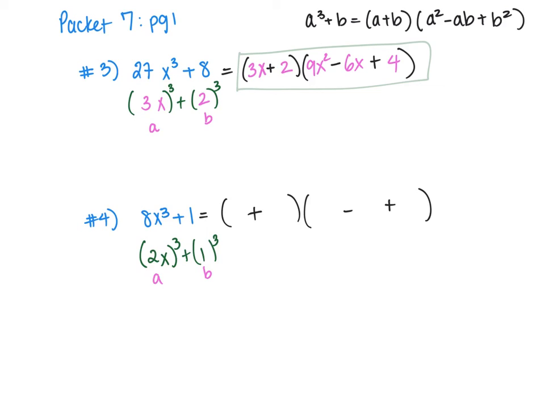So I'm going to put a 2x here, a 1 here, and then it's your a squared, so this is going to be 4x squared if I square my a. And then the middle term is a times b, so 2x times 1 gives you 2x. And last but not least, it's your b squared at the very end, so 1 squared is just a 1. And there we have it, our factors.